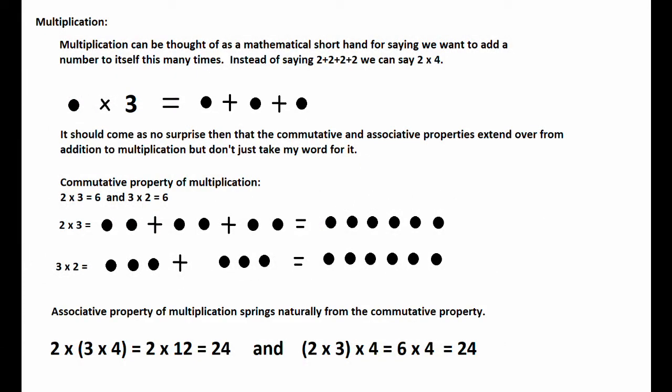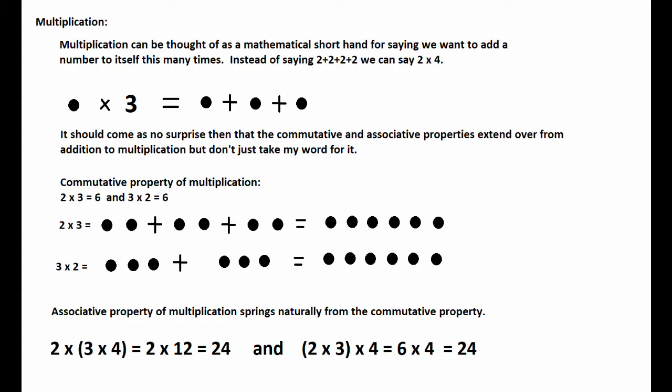Now multiplication can be thought of as a mathematical shorthand for saying we want to add a number to itself this many times. In fact, a common word for multiplication is times. That's where we get times table from. So instead of saying 2 plus 2 plus 2 plus 2, we can say 2 times 4. It should come as no surprise then that the commutative and associative properties extend over from addition to multiplication. But don't just take my word for it.